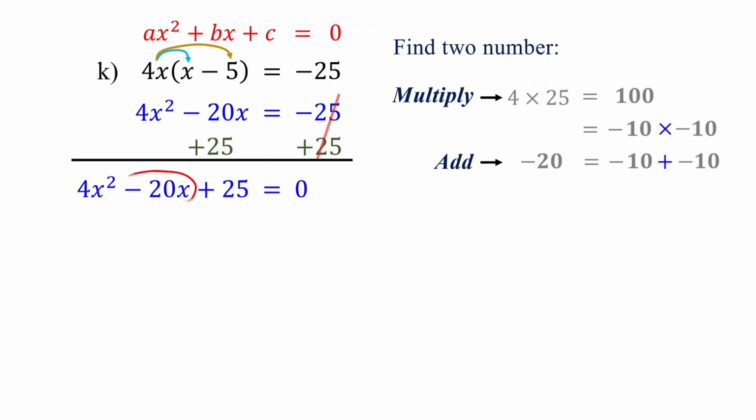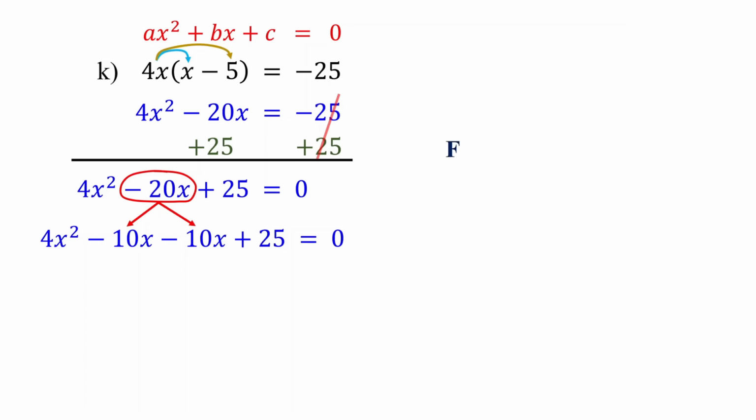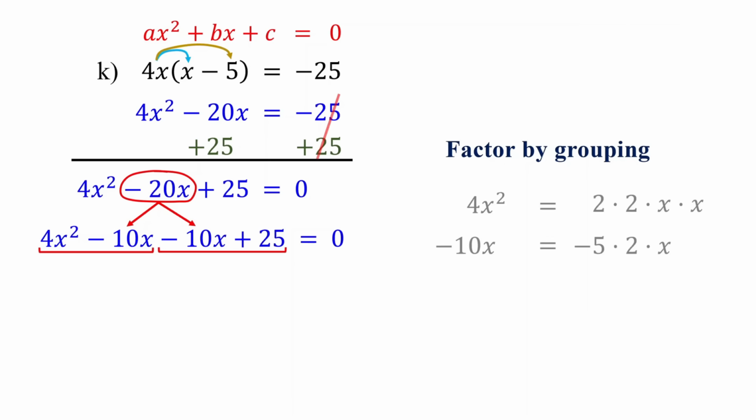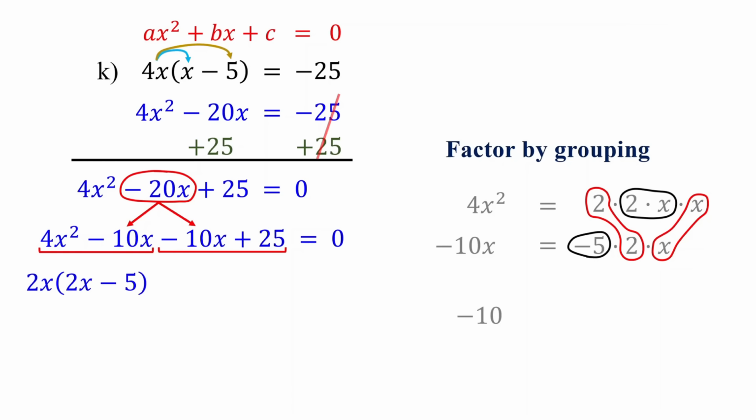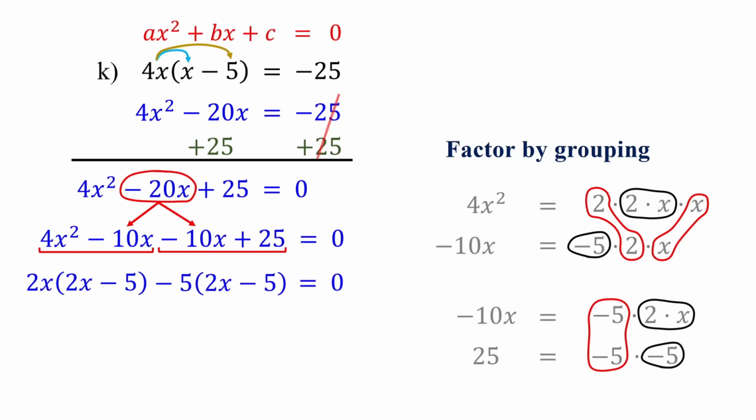The next step is to split negative 20x using these numbers. The other terms stay the same. Next, factor by grouping. Please pause the video and give it a try. In the first group, the GCF of the numbers is 2, and that of the variable is x. So, the GCF is 2x. The other factor is 2x minus 5. In the second group, the GCF is negative 5, and the other factor is, again, 2x minus 5.